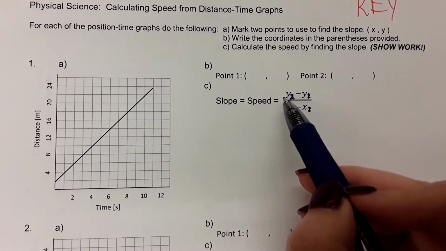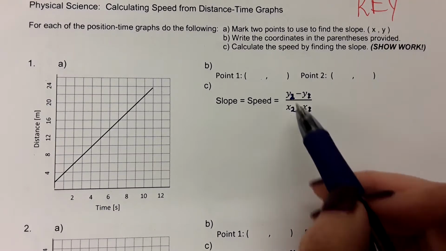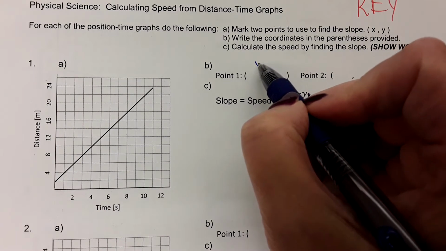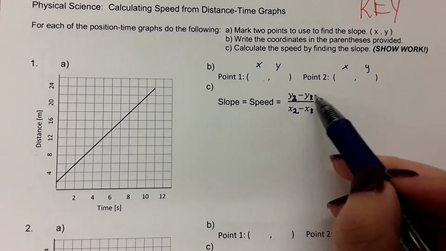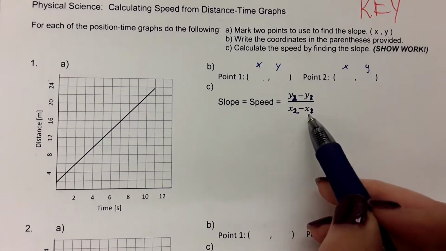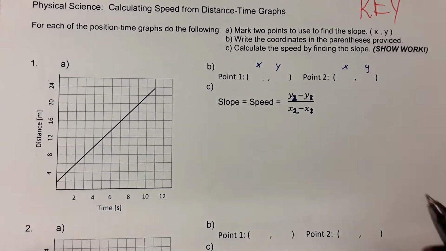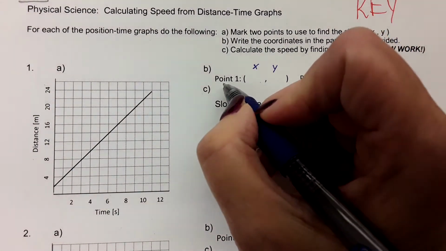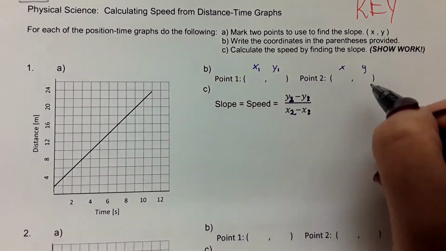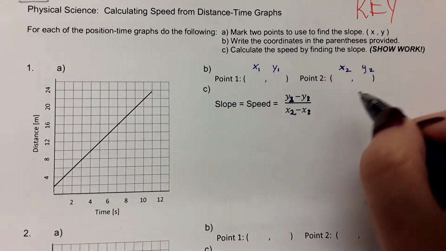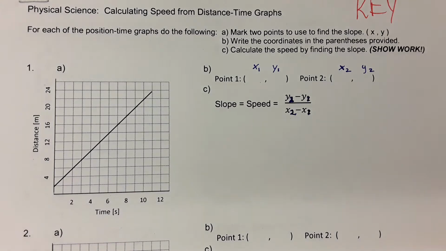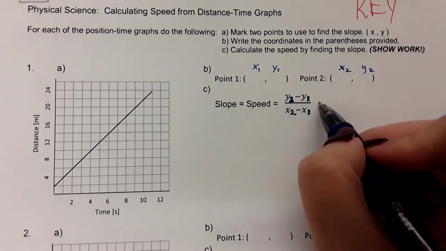But the point is, the y's go on the top. That's these, okay? X, Y, X, Y. The y's go on the top, and the x's on the bottom. So right here, I'm just going to go ahead and label these. For point 1, we have x1, y1. And for point 2, we have x2, y2. And then we're just going to stick them in, okay? And then crank out an answer.